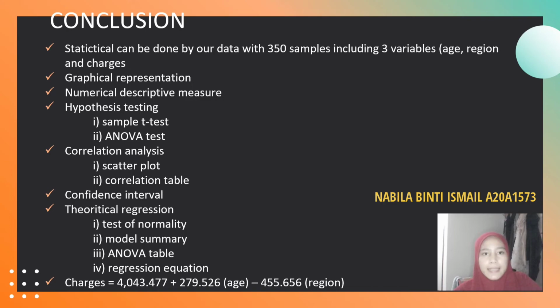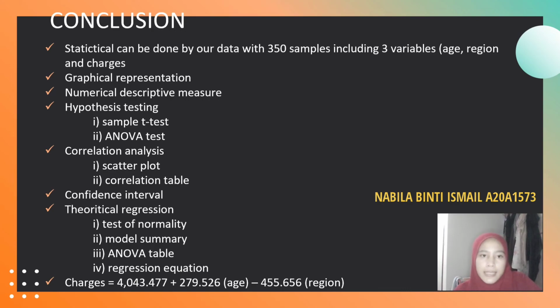From the statistical report we have done on our data with 350 samples including 3 variables, which are age, region, and charges. For our graphical representation, we use histogram and ogive because our data is quantitative data. For numerical descriptive measures, we use the SPSS system to compare with the values we got from manual calculation. There is a difference in mean, median, mode, standard deviation, variance, quartile 1 and quartile 3, but no difference in maximum and minimum data entry.